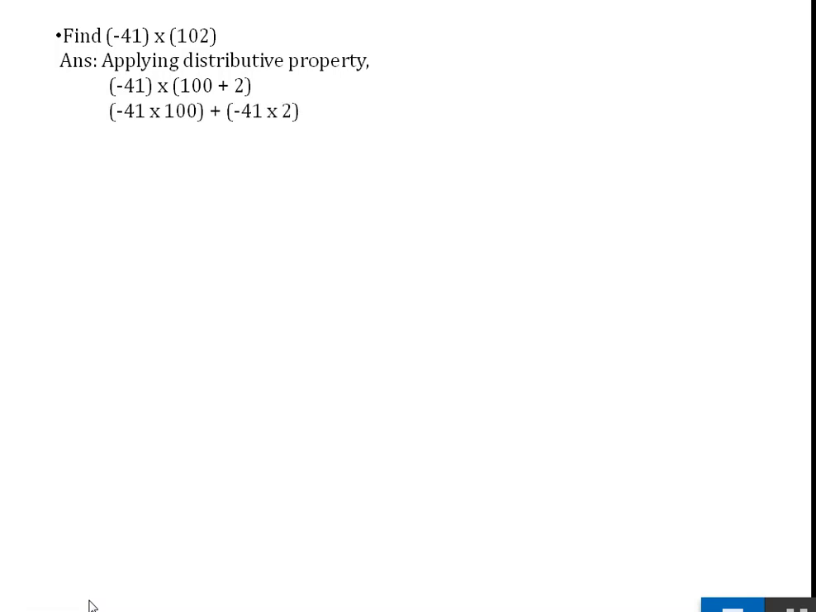Here you are going to split 102 into 100 plus 2. For applying the distributive property, we are splitting 102 as 100 plus 2. That is negative 41 into 100 plus 2. I'll tell you why. Because multiplication by 100 is easy, and 2 also can be calculated mentally. So negative 41 into 100 plus negative 41 into 2.